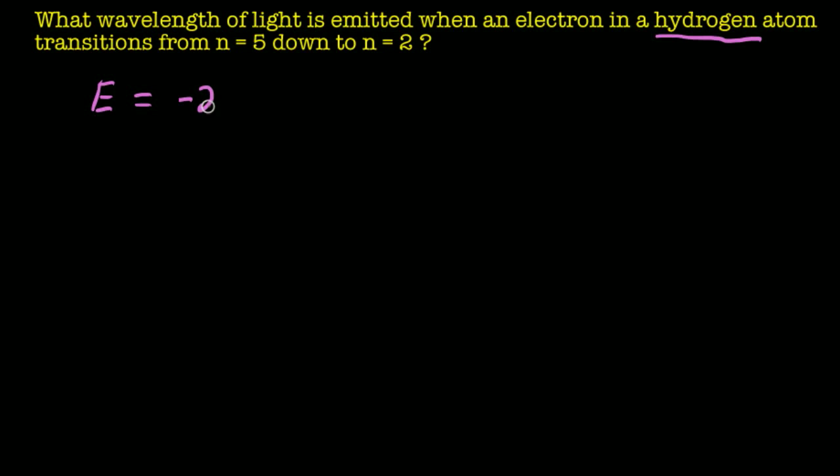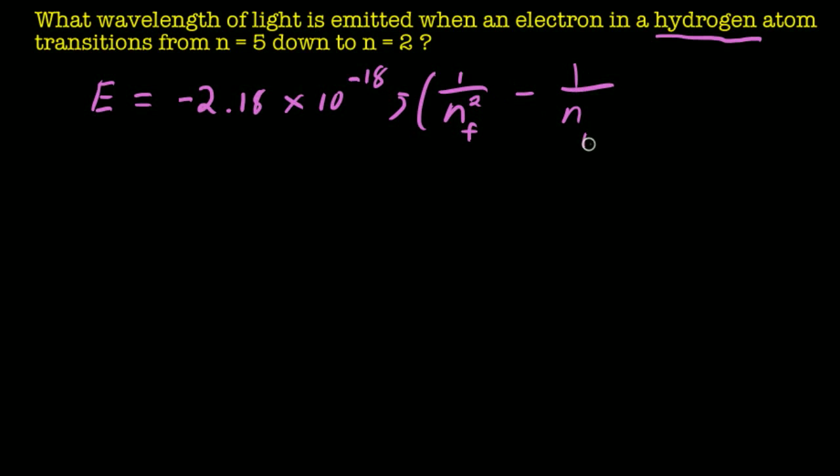We could say minus 2.18 times 10 to the minus 18 joules times 1 over the final n level squared minus 1 over the initial n level squared. So that's the equation we're going to use.